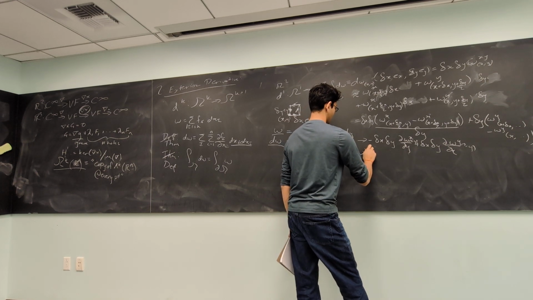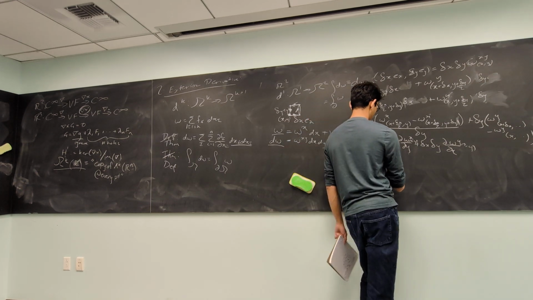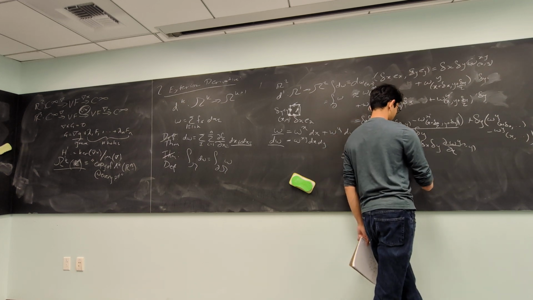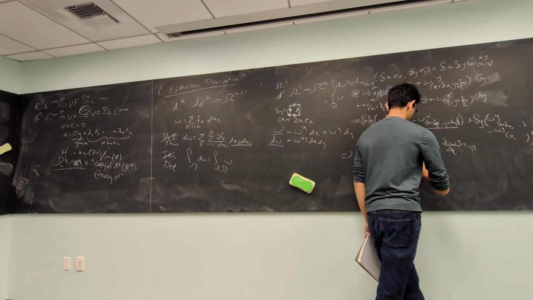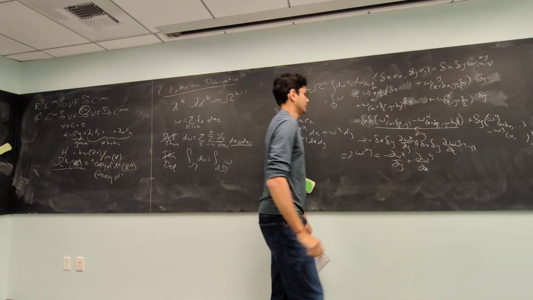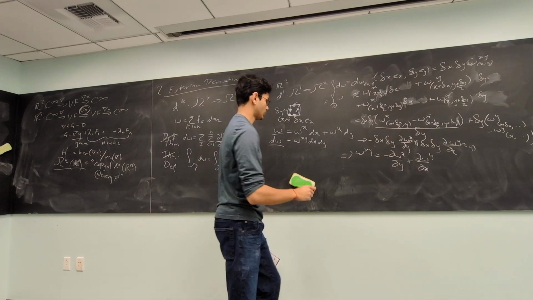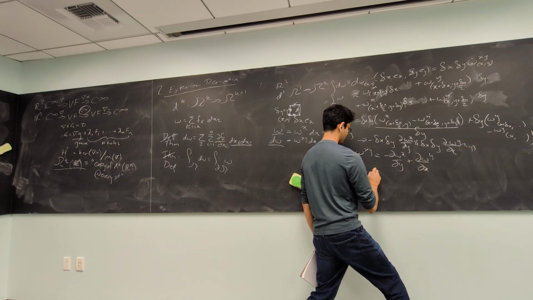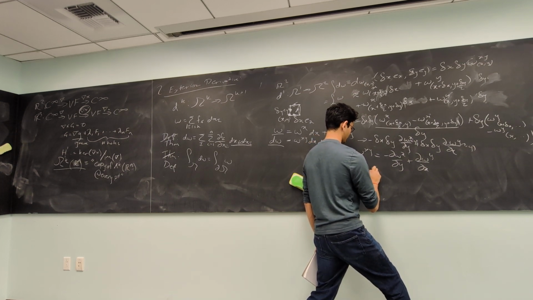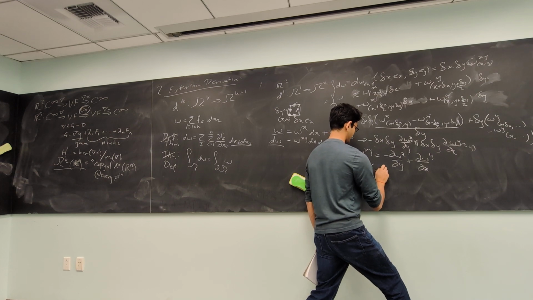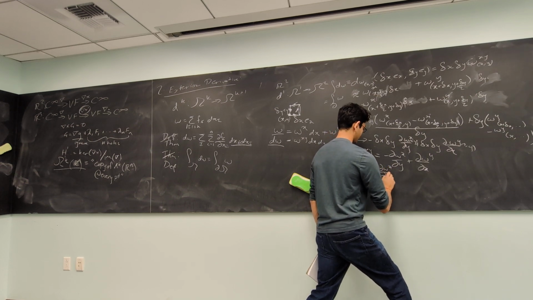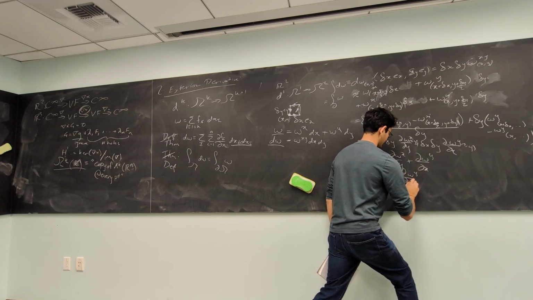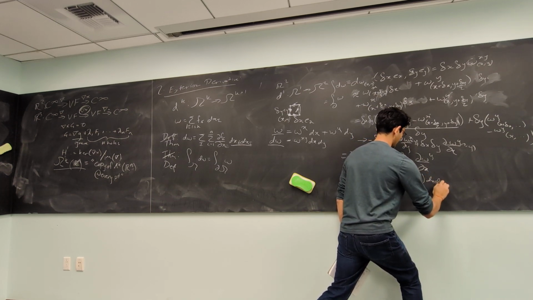conclude is that omega xy is equal to negative derivative of omega x by y plus derivative of omega y by x. Or stated more clearly, d omega is equal to negative del omega x del y plus del omega y del x dx dy.